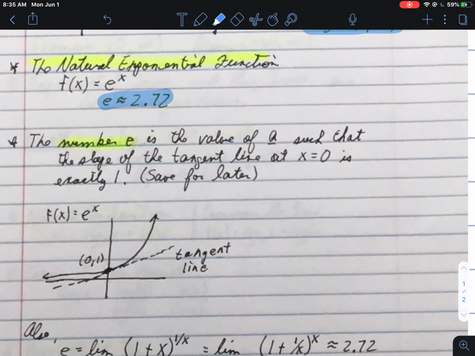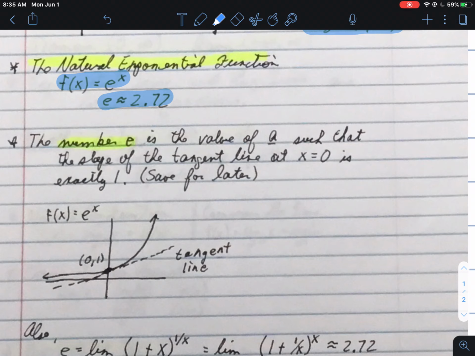So I have f(x) equals e to the x. We call it the natural exponential function. That number e is called the natural base. Again, it's just because it's a naturally occurring phenomenon, a number that occurs in nature. And it happens to have a value of approximately 2.72. That's the value that we use for that.